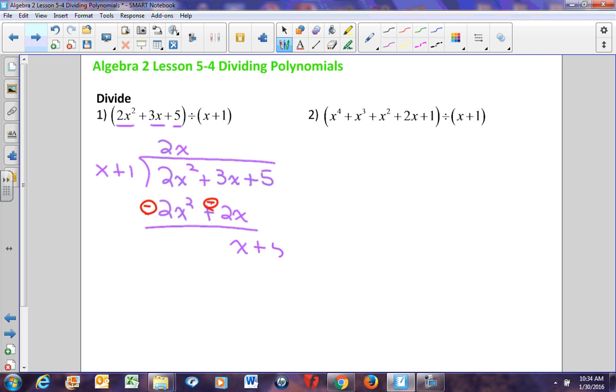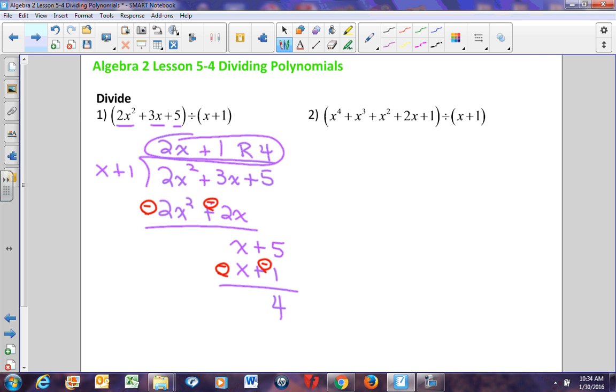Now bring down. What do I have to multiply x by to get x? I can multiply by 1. 1 times x is x. 1 times 1 is 1. Change all my signs. Right? x minus x is nothing. 5 minus 1 is 4. So this would be 2x plus 1, remainder 4.